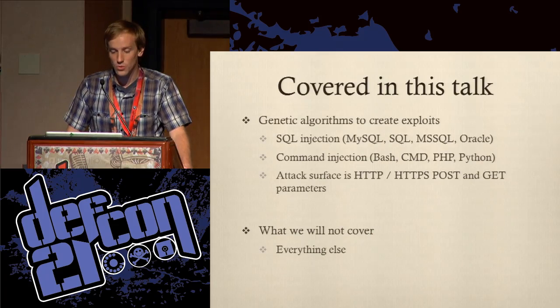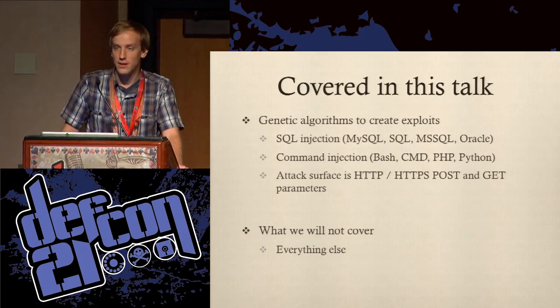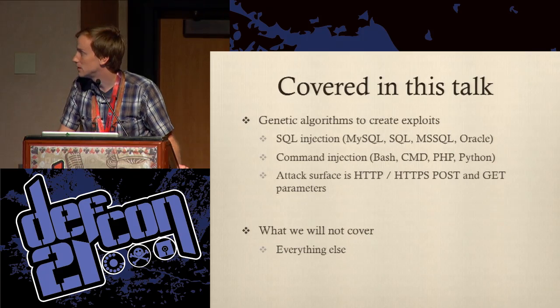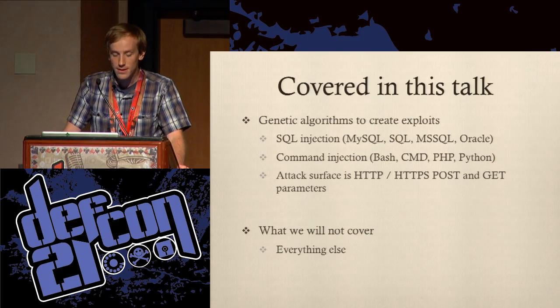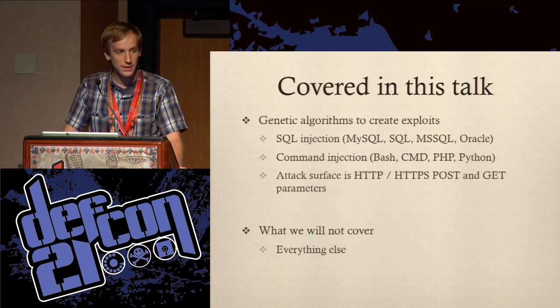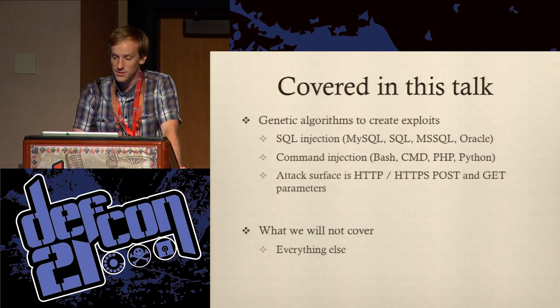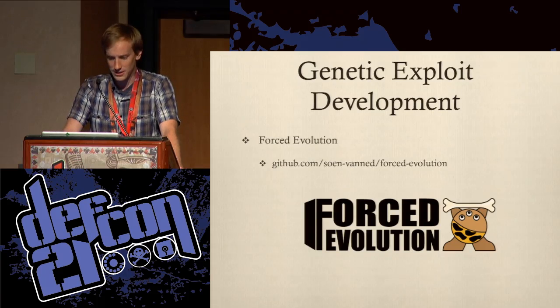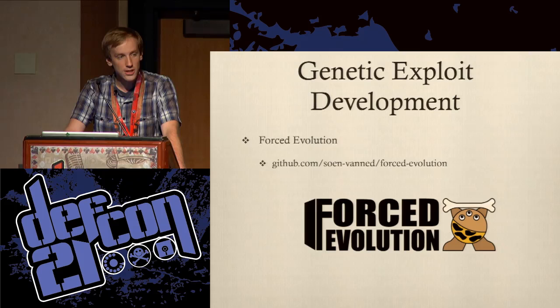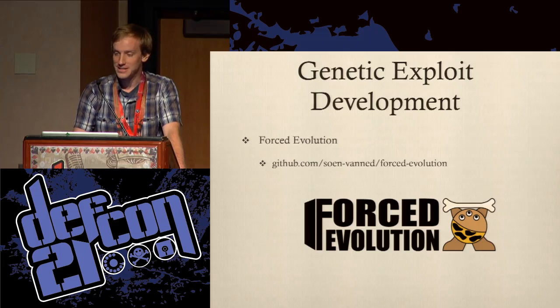So for this talk, we're going to use genetic algorithms to make exploits for SQL injection and command injection, and our attack surface is HTTP and HTTPS. So it's web-based parameters, and we're not going to cover anything else. This could be applied to a number of different things, like JSON, AJAX, what have you, but for the scope of this talk, we're talking about SQLi and command injection. The tool I wrote for this talk is called Forced Evolution. It takes this concept of using genetics to write exploits for me, so I don't have to do it myself. It's the inner lazy programmer.